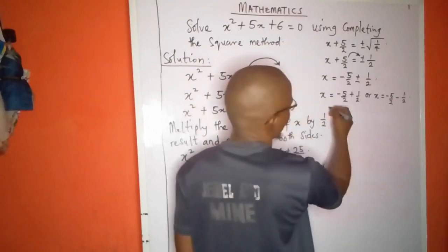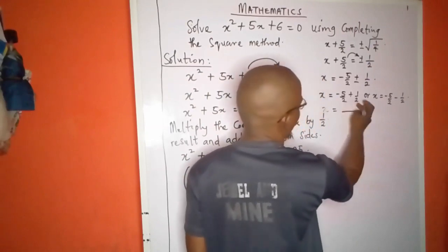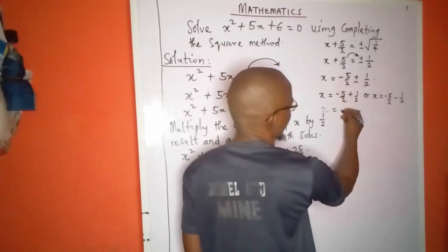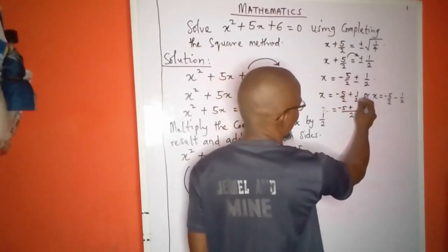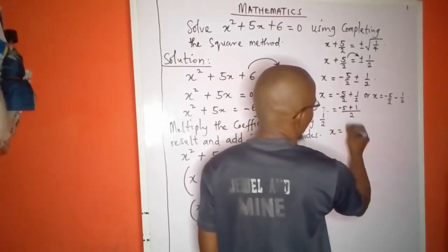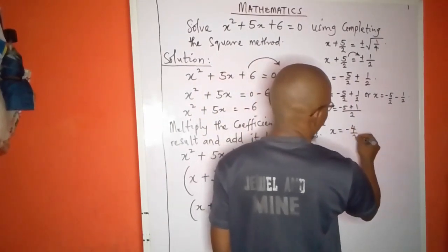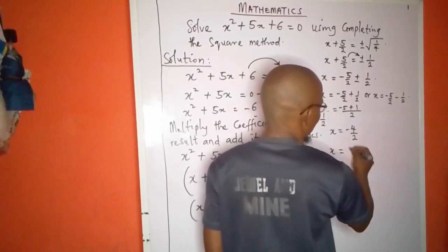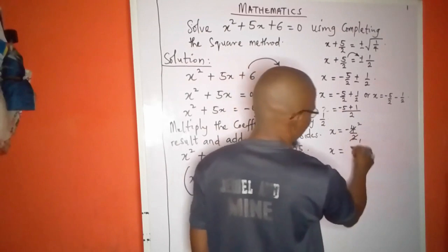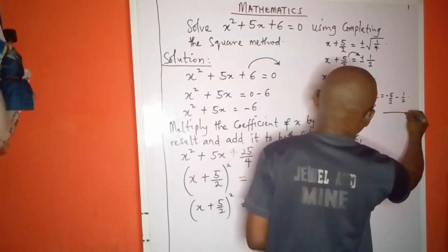So what do we do here? x here will be equal to, what's the LCM, the lowest common multiple? 2. 2 into 1 is 1, times minus 5, and 2 into 1 is 1, times 1. So x will now be equal to minus 5 plus 1, which gives us minus 4 over 2. Dividing, 2 into 4 is 2, so x equals minus 2.